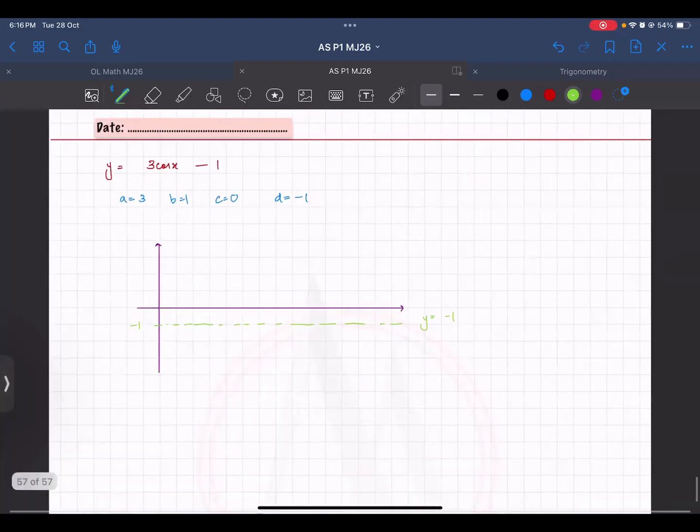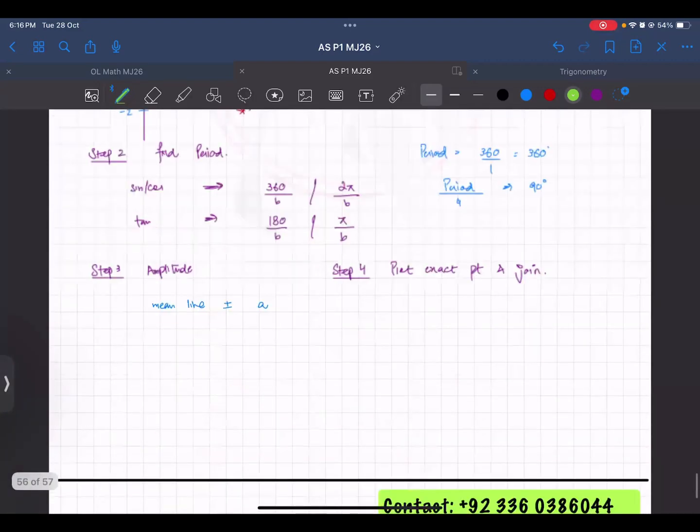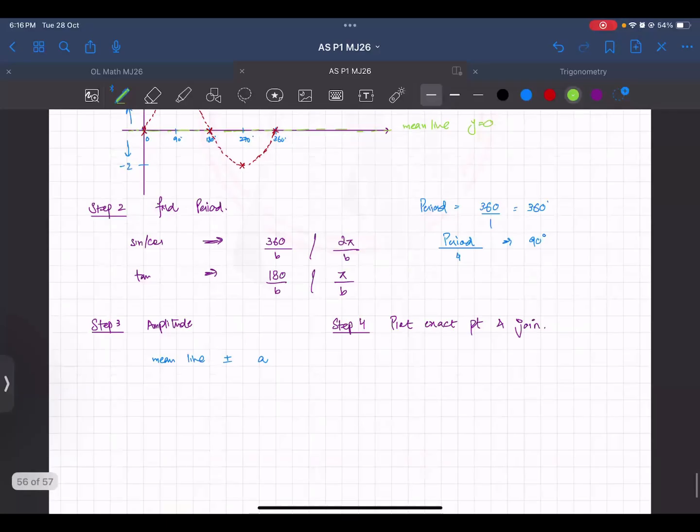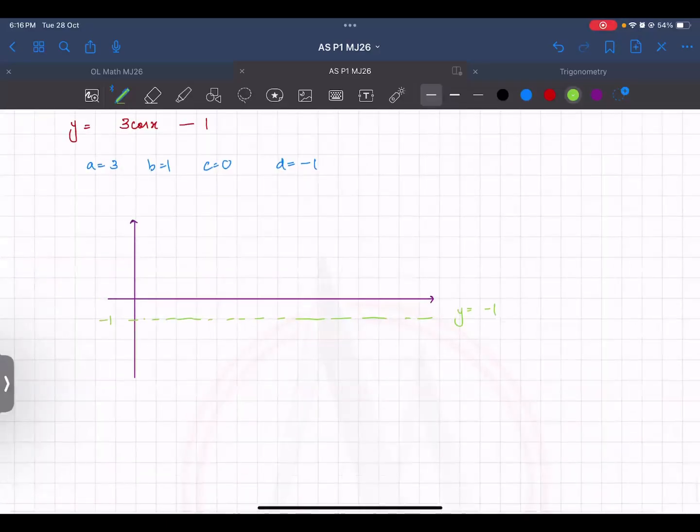Second step, find the period. So the period, again, I told you, is the same for cos and tan. The period is 360 upon b, which is right now 1. So 360, and then divide the period into 4 divisions. That is 90. So 90, 180, equal sized divisions.